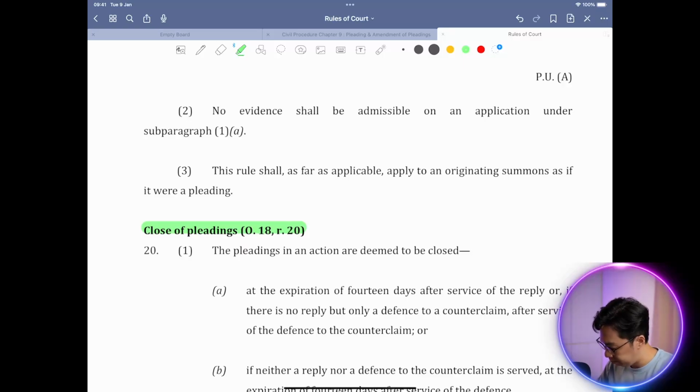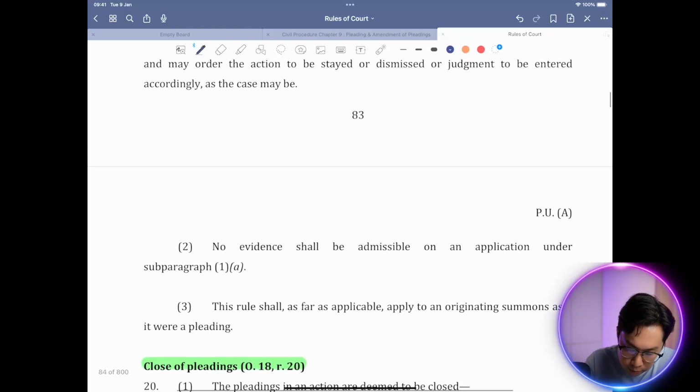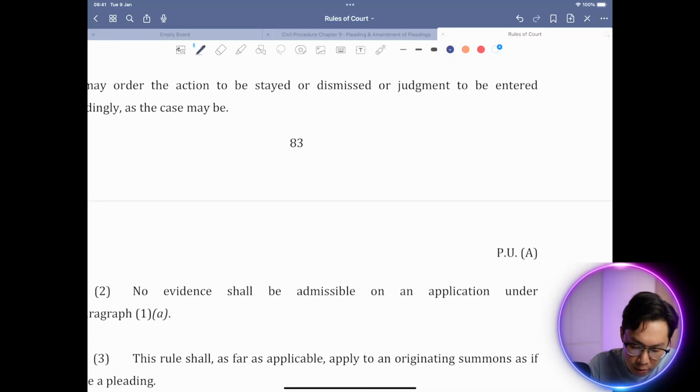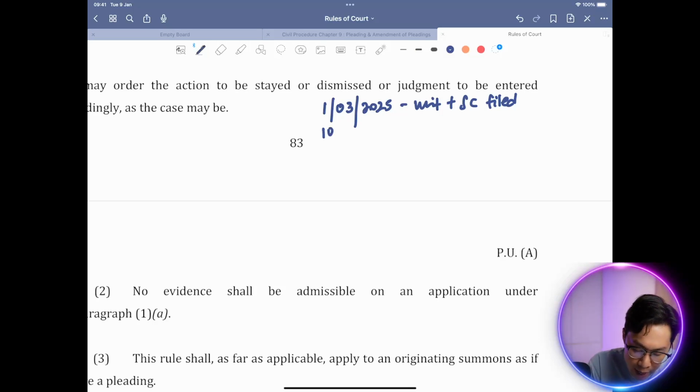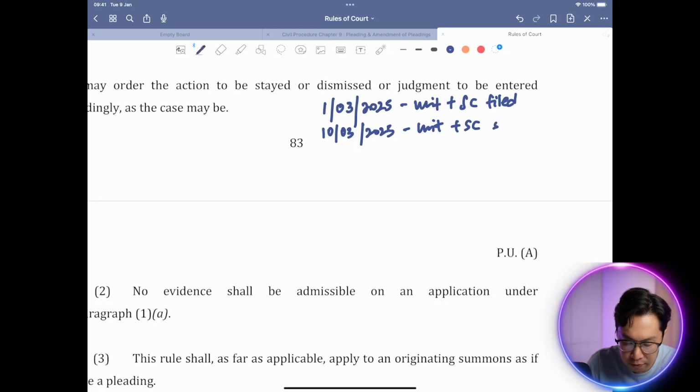So let's see. Let me give you an example. Let me use this example. It's a good one. Okay. Let's say 1st of March 2025. Sorry, not 1st of January. 1st of March 2025. Writ plus statement of claim filed. And on the 10th of March, writ plus statement of claim served. Okay, served.